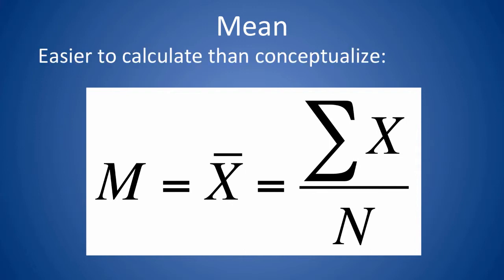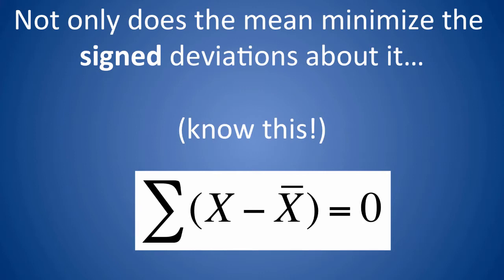How you think about the mean's a little more complicated. Let's talk about what statisticians use to think about the mean, and that is this. The mean minimizes the signed deviations about it. So the mean is the constant that makes it so that the sum of the deviations between that constant and every other value in the data set, that is the difference between those, is minimized. Not only is it minimized, but it always comes out to the same thing, 0.